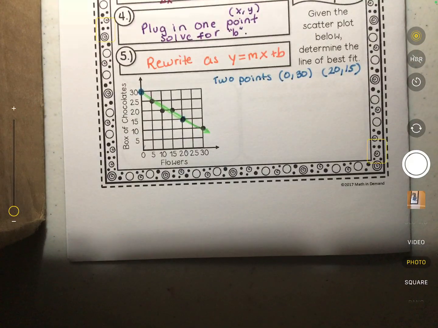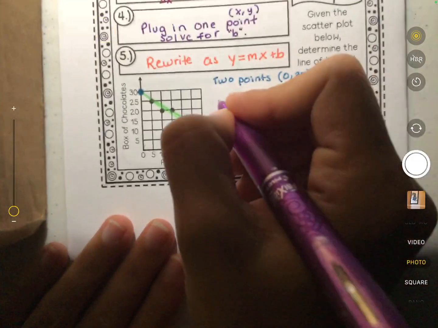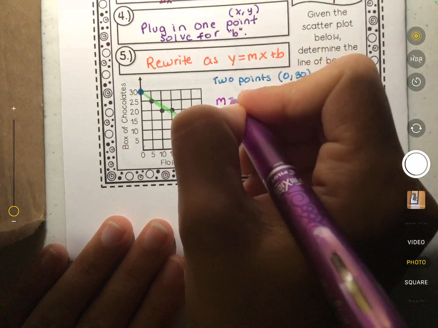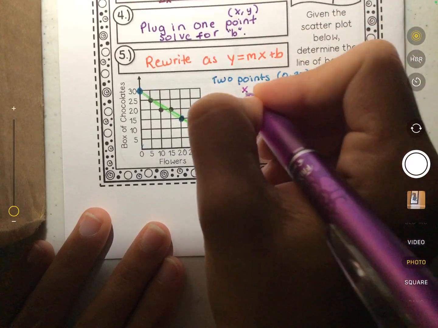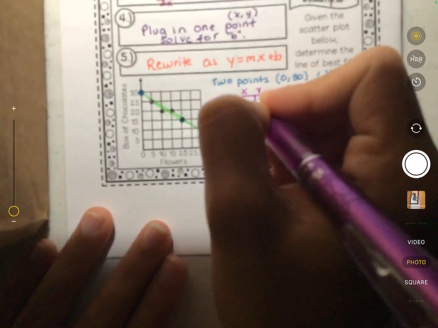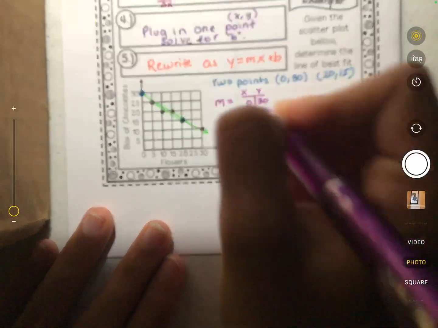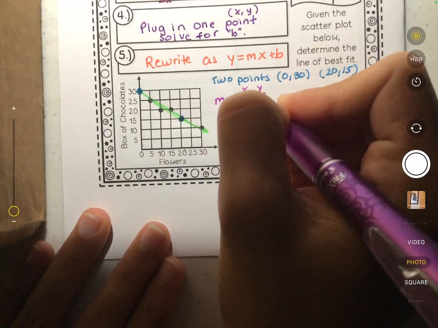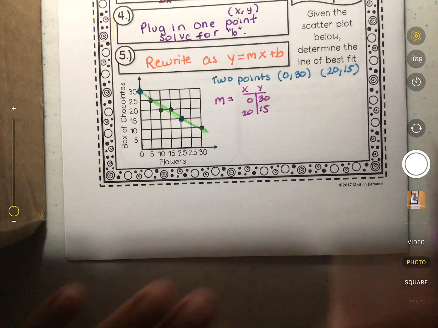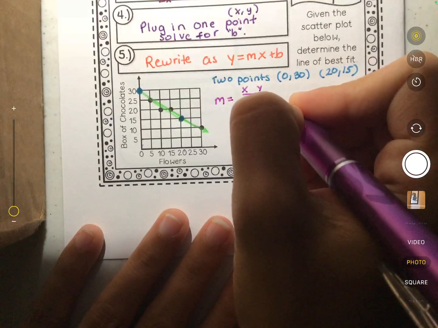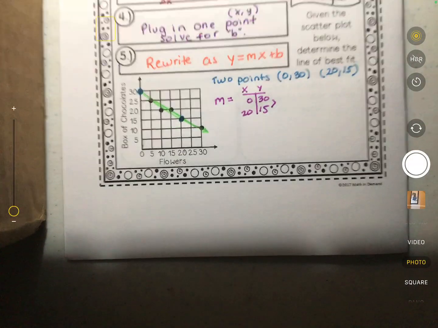The next thing we're going to do is find our slope. And I do that, anyways, by putting this in a little table format. 0, 30, 20, 15. And I'm going to find the change in y and the change in x. So my y's, from 20 to 15, what happened there?